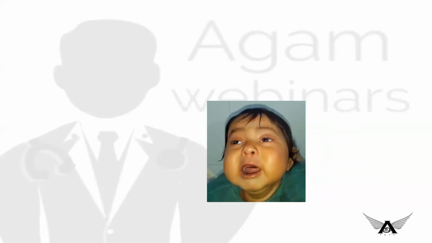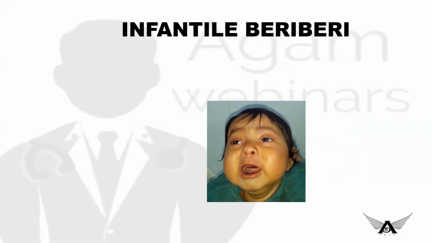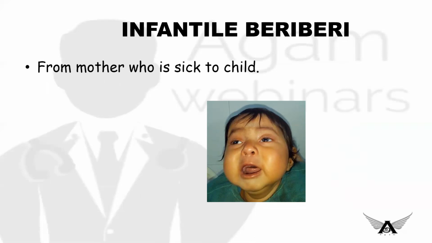Now, from this picture itself, you can understand that this is infantile beriberi. Infantile beriberi occurs when the mother is vitamin B1 deficient. When she breastfeeds, the baby will also be vitamin B1 deficient. So this is the transmission of vitamin B1 deficiency from the mother to the child, that is, from the lactating mother to the child. In this condition, restlessness and sleeplessness are observed. Okay, this ends beriberi.